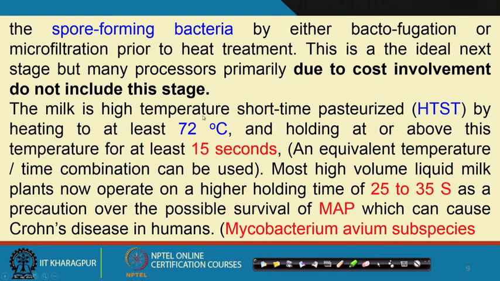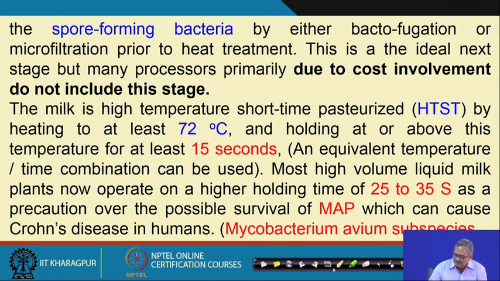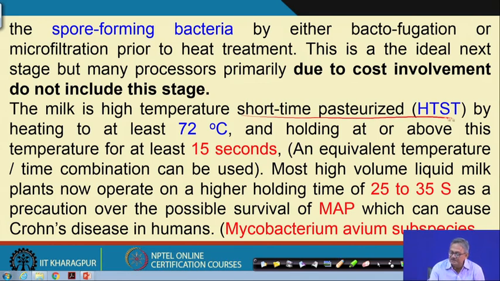This milk is high temperature short time pasteurized. Milk is pasteurized by HTST at 72 degrees centigrade with a holding time of 15 seconds. But in many cases nowadays people keep it for more than 15 seconds, around 20, 25, 30 or even 35 seconds, because nowadays many heat resistant spore formers are also coming.